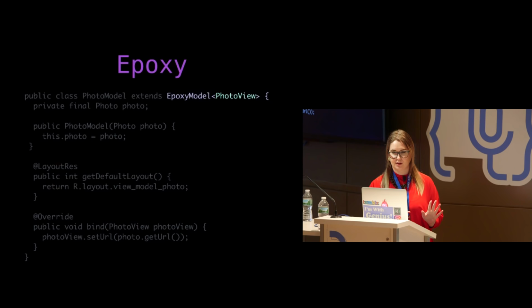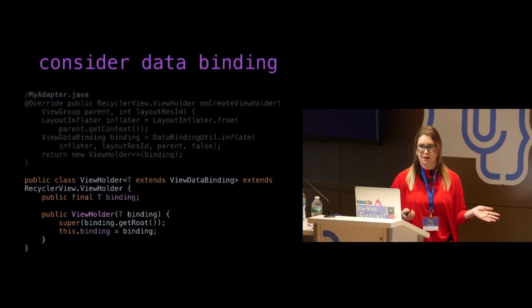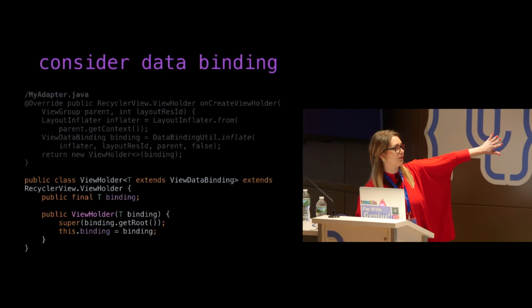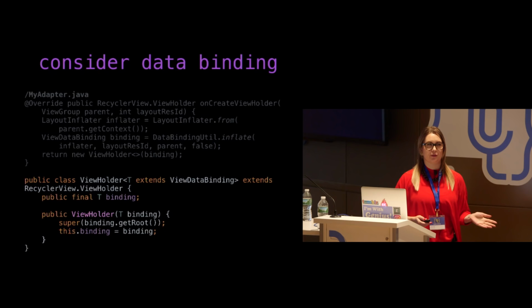So a way to get rid of that completely is, I know I'm kind of merging worlds here, you can consider data binding. If you'd like to have one view holder for your entire recycler view, and you'd like that view holder to look like this, then this is something you should think about. If you've heard me talk about data binding, you know that it generates a binding class with references to each view in the layout it inflates, each named view, which sounds an awful lot like a view holder, right? So that's pretty convenient for a recycler view.